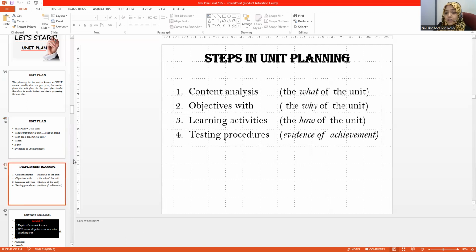So what are those steps? The what of the content, the what of the unit, that is nothing but the content analysis. The why of the unit, why am I teaching it, is the objectives. The next is the how of the unit, that is how am I going to achieve the learning objectives, is nothing but the learning activities. And the evidence of achievement is nothing but your testing procedures.